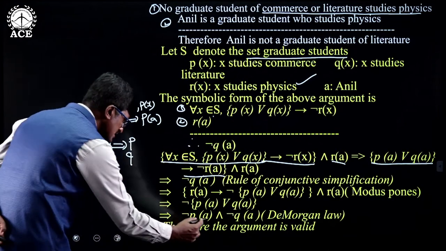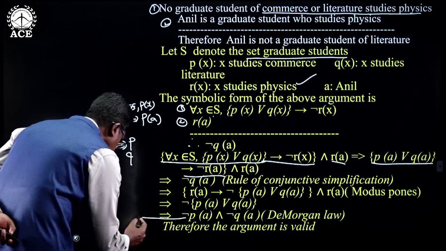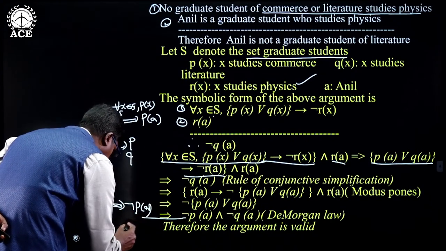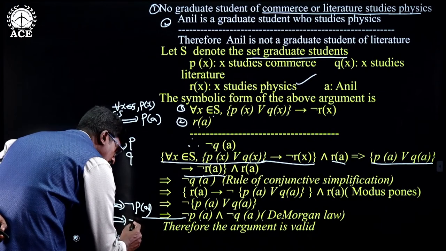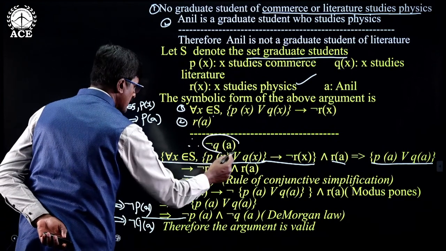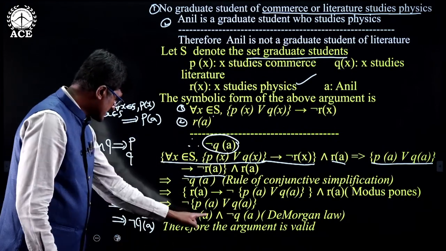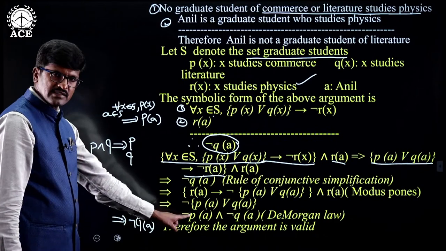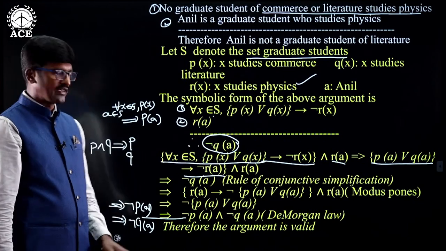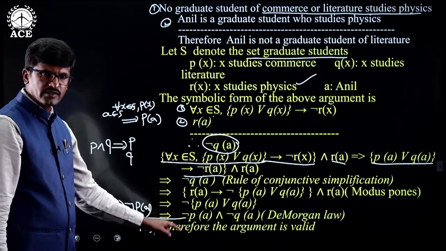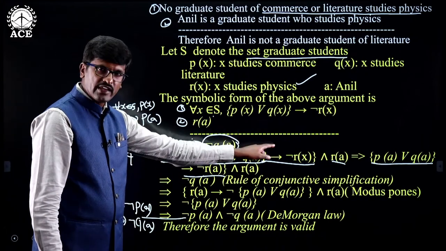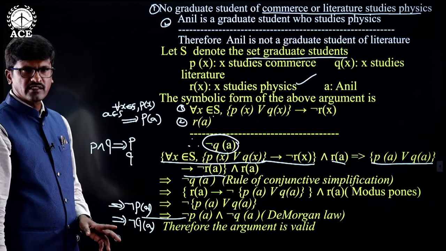So this is the conjunctive statement. This conjunctive statement logically implies either P of A or negation Q of A. But here they have given the conclusion negation Q of A. So this logically implies either negation P of A or negation Q of A. The given conclusion is negation Q of A. Therefore, it is a valid argument. So this will be a valid argument if negation P of A is also given.